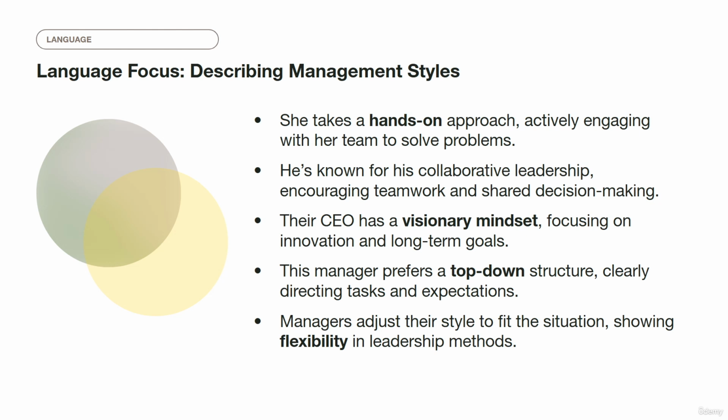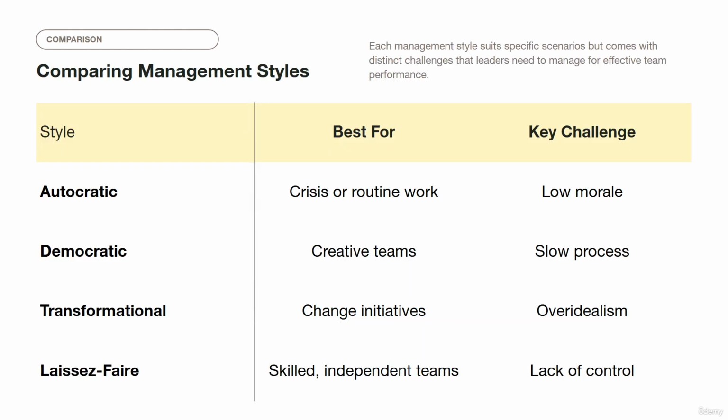This manager prefers a top-down structure, clearly directing tasks and expectations. Managers adjust their style to fit the situation, showing flexibility in leadership methods. So sometimes, different managerial styles can be more appropriate for different occasions. So for example, a manager who is generally laissez-faire, if they suddenly have to manage a crisis or something that needs done very fast, they might say, you know what guys, this is how we're going to do it, and it has to be done like this, and that's all.